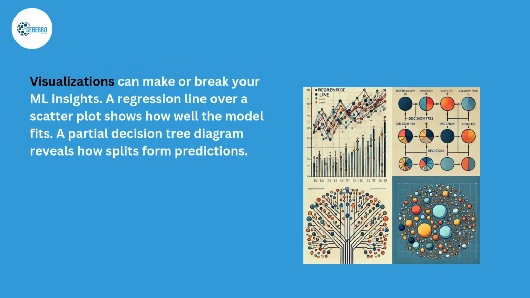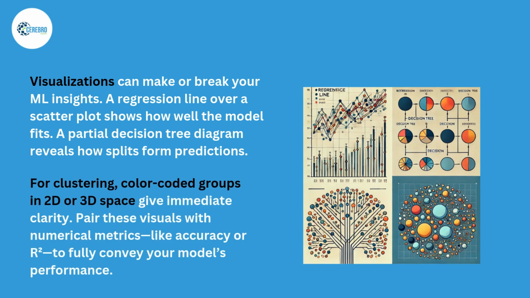Visualizations can make or break your ML insights. A regression line over a scatter plot shows how well the model fits. A partial decision tree diagram reveals how splits form predictions. For clustering, color-coded groups in 2D or 3D space give immediate clarity. Pair these visuals with numerical metrics, like accuracy or R-squared, to fully convey your model's performance.